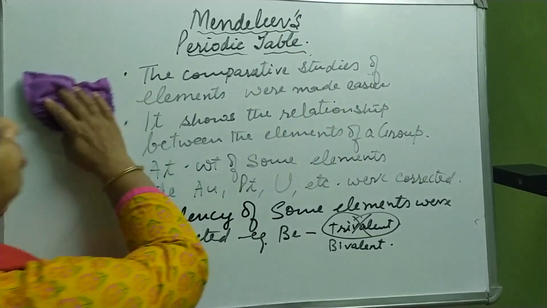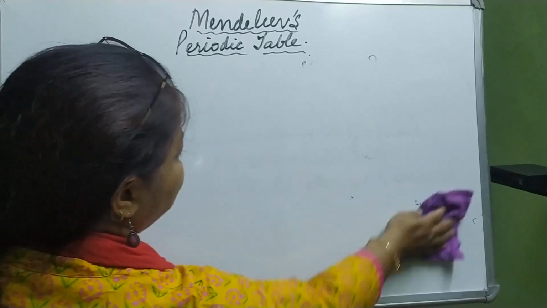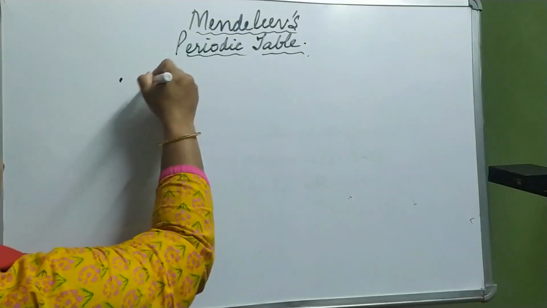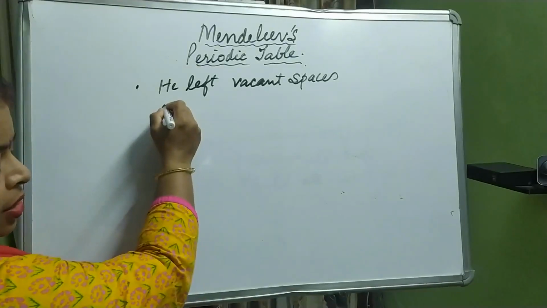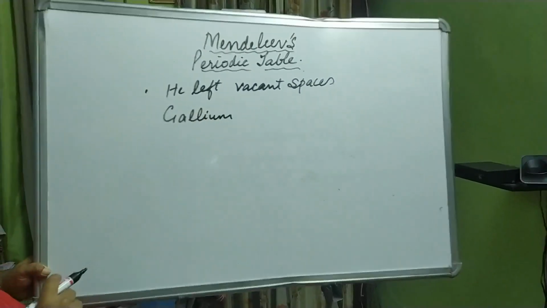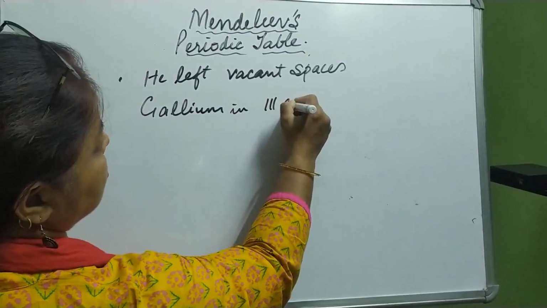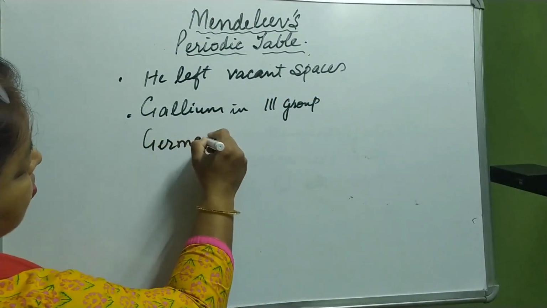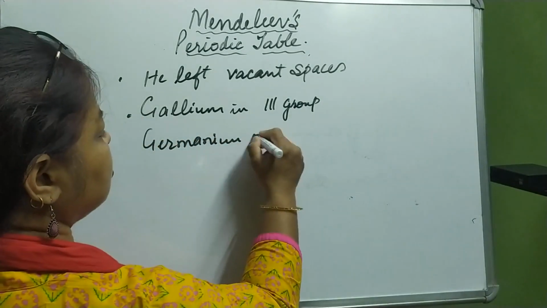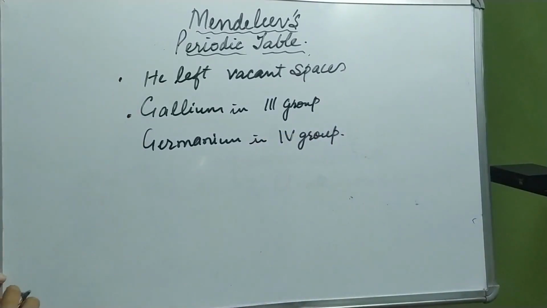The very important thing that he did was that he left some empty or vacant spaces in his periodic table so that the elements which could be discovered in future could be placed in those. So he left some blank spaces in his table, and examples are gallium, which was later discovered in the third group, and the same way germanium in the fourth group, so they were unknown at that time.